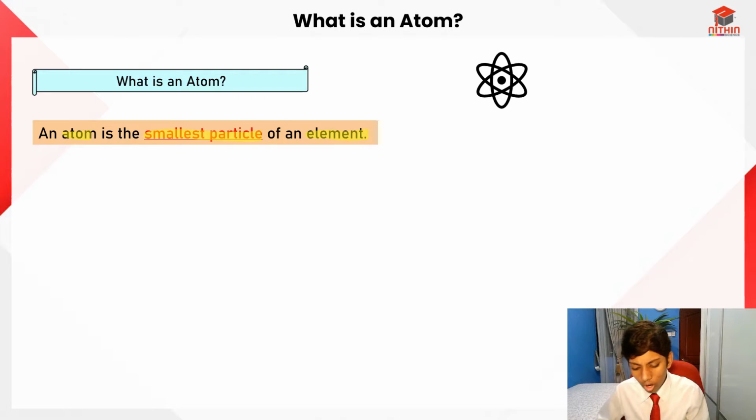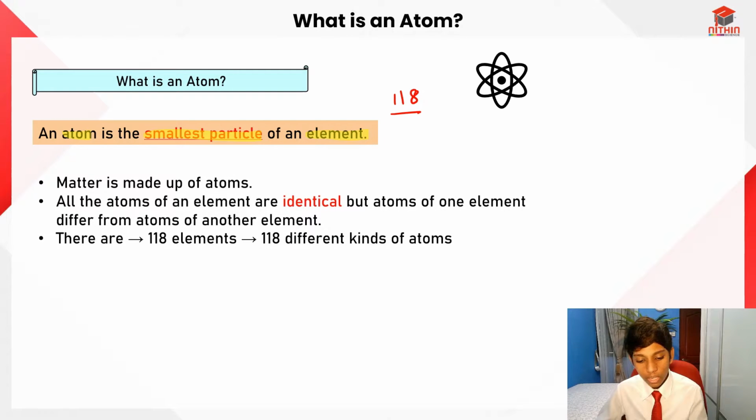So we all know there are 118 elements, right? There is hydrogen, nitrogen, oxygen. All these are examples of elements, and each element, for example hydrogen, has hydrogen atoms. So each element has its own type of atoms. Basically elements are made up of atoms. Matter is made up of atoms, and we all know that the elements are also part of matter.